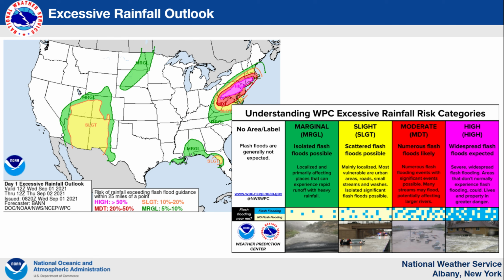And on the right side, you can see the difference in the excessive rainfall risk categories going from marginal, slight, moderate to high, indicating the increased potential for more widespread and dangerous flash floods.